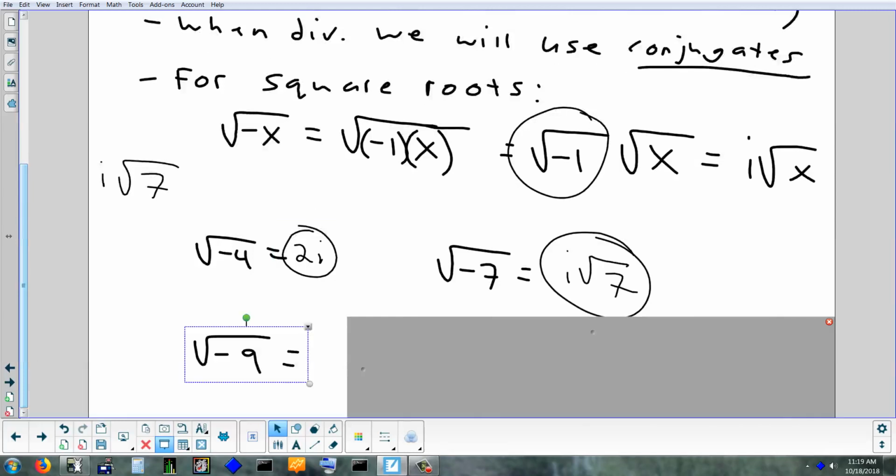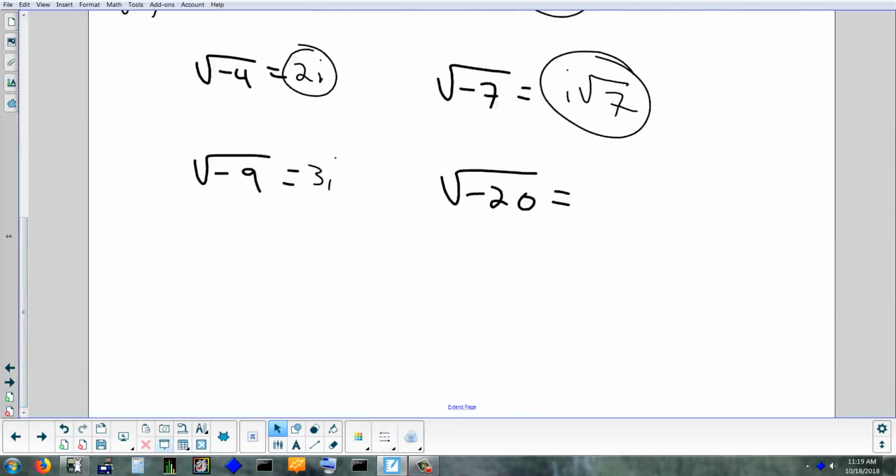How about this one? Square root of -9. What's that one? Yep, Shai? It's 3i. Yep, 3i. Okay, and let's try the square root of -20. Well, what do we know right away the answer is going to have in it? It's going to have an i in it. So now let's treat the rest of the problem like it was the square root of 20. What two numbers can you multiply to get 20? And one of the numbers you're thinking of has to be a perfect square. Yep, 4, 5. 4 times 5.